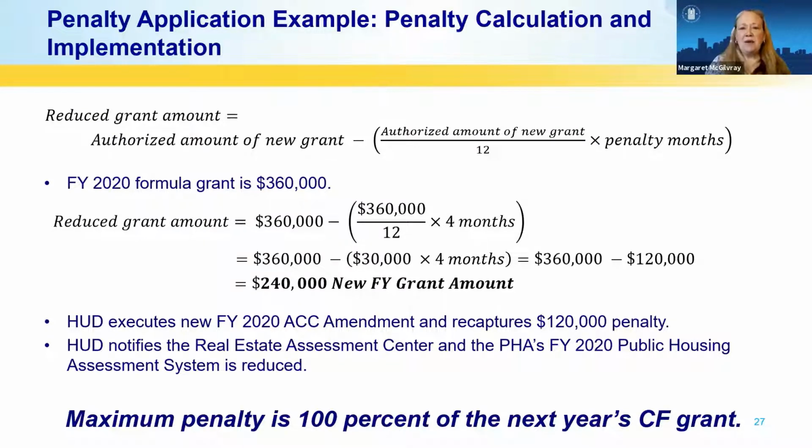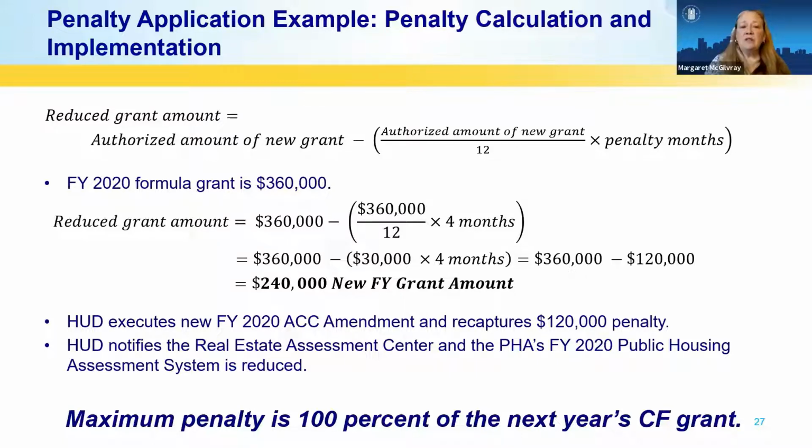Okay, so let's look in depth at the math behind this. In FY 2020, their formula grant is $360,000. Because they did not obligate the 90% of their 2017 grant for 4 months, HUD is going to essentially withhold 4 months of their FY 2020 grant, or 4 months out of that 360,000, which actually equals 120,000. So ultimately, their 2020 grant is only worth 240,000.